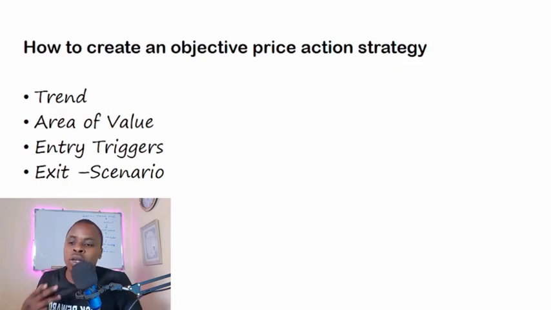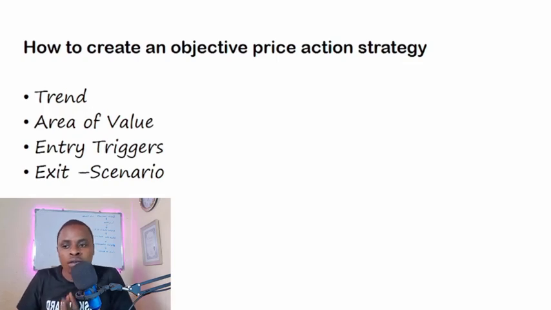Then number three, you want to know the entry triggers, what triggers you into this market. What I found out is that most of the time, to create high probability trades, I like to create a trade with three confluences. Number one, the trend; number two, the area of value; number three, the entry trigger.